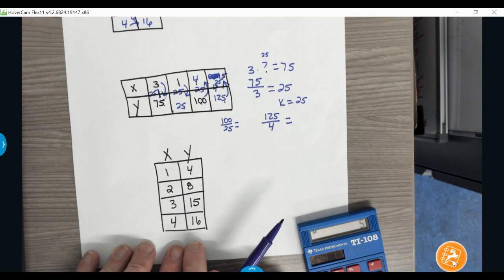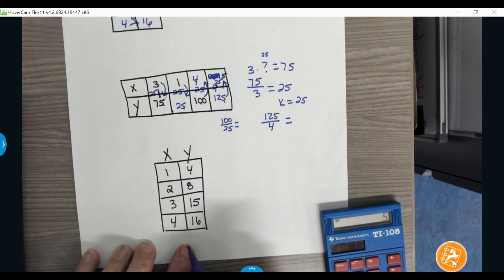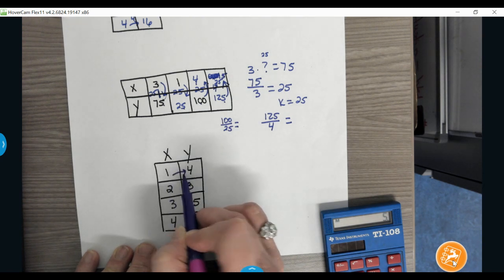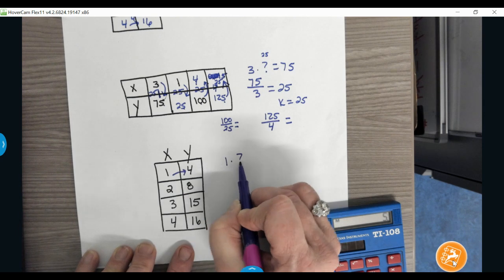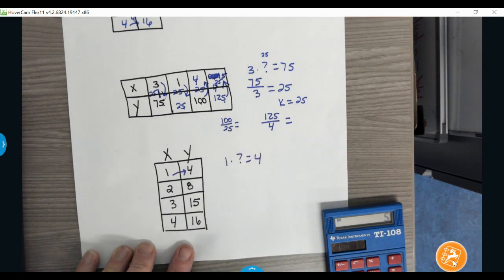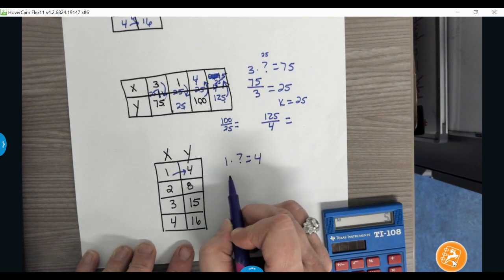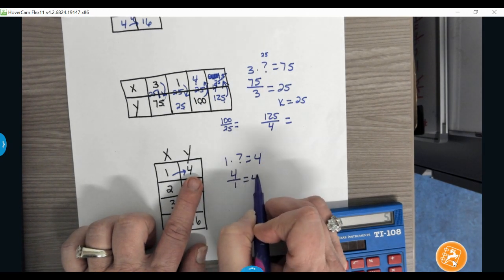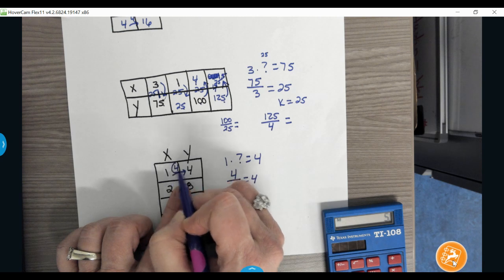In this table, you need to decide, is this a proportional table? Does this table make a proportionality? Well, I've got 1 going to 4, so 1 times something equals 4. I don't know what that is, but I can work backwards. I can go 4 divided by 1, and I get 4. So the constant needs to be 4.